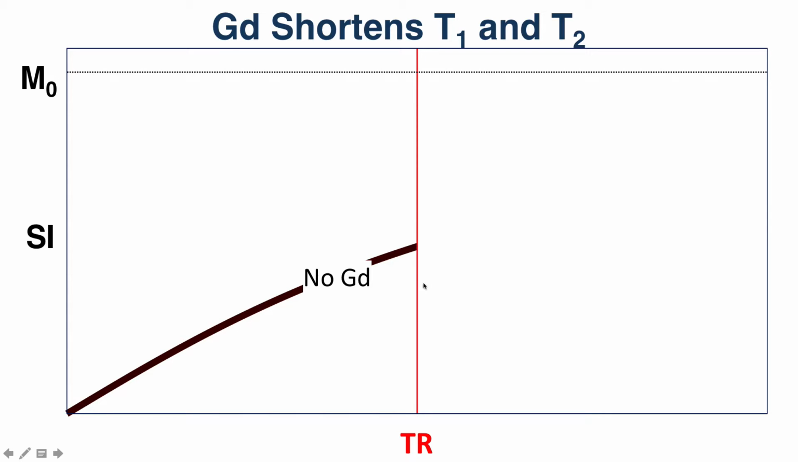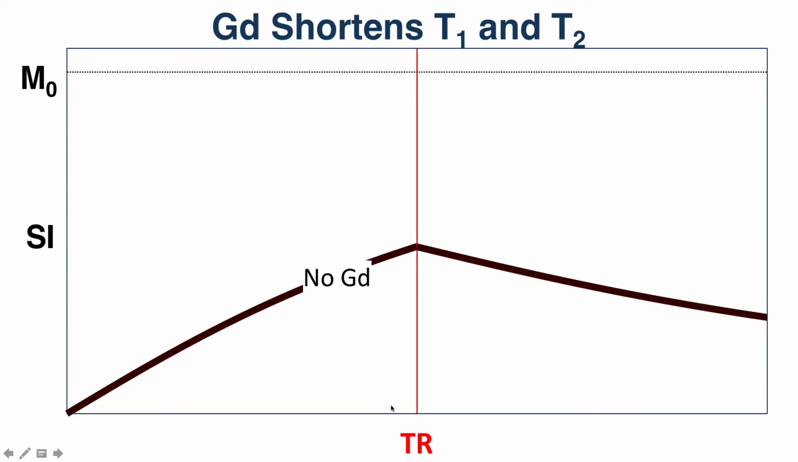Now I'm going to switch gears and show a different kind of time on the x-axis. Instead of recovery time or repetition time, I'm now going to show echo time. So after I reach here, I give my refocusing pulse, and this gets shifted into the transverse plane, and then it starts to dephase. And as it's dephasing, it's going to lose signal. And this is now echo time.